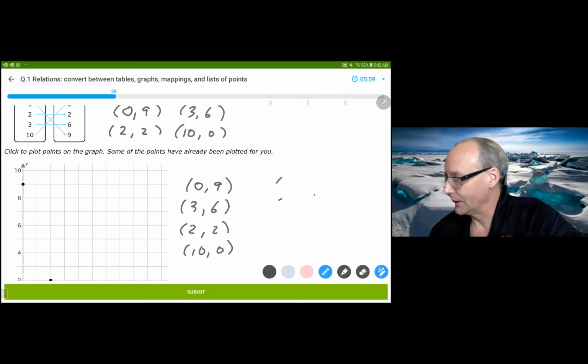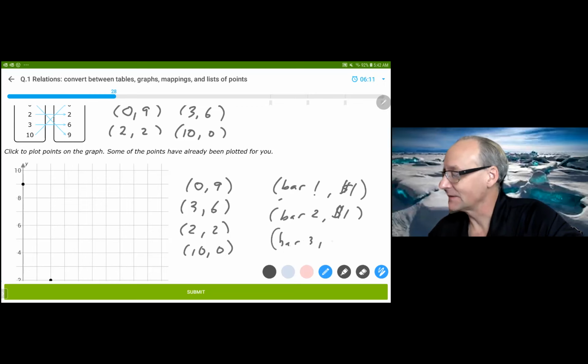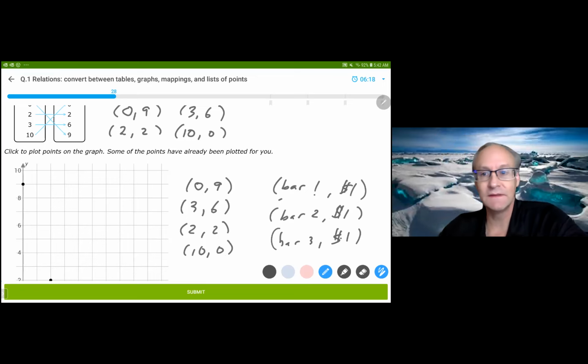Well, you're going to get a barcode, and you're going to do barcode 1, and it's going to cost $1. And then you're going to do barcode 2, and it's going to cost $1. And you're going to do barcode 3, and it's going to cost $1. This is called a constant function, and it is a function because it's very predictable. In fact, it's probably the most predictable function there is. So just so you don't get confused about it.